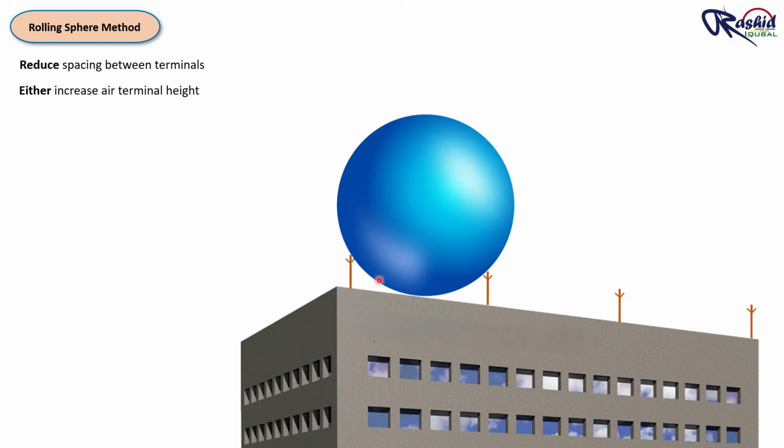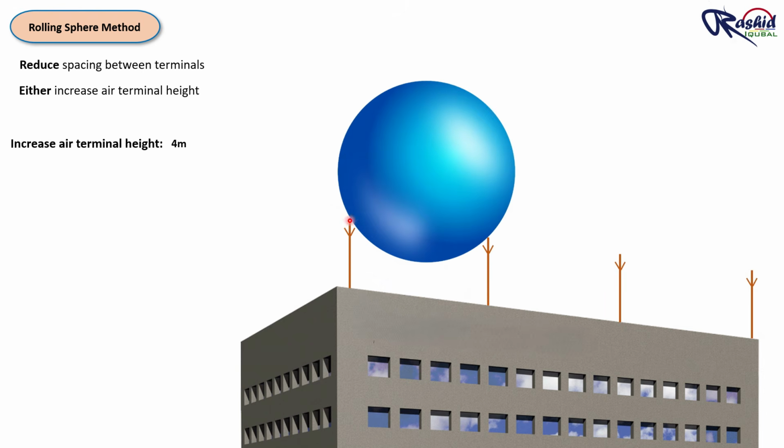For example, if we increase the rod height to 4 meters, but the penetration depth of the sphere is still 2 meters, then the effective safe height is rod height minus penetration depth. So 4 minus 2 equals 2 meters. That's the actual protected height.